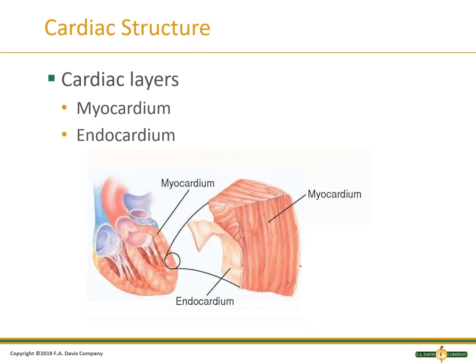So the pericardium is the outside. Think about the pericardial sac that surrounds the heart. Your myocardium is the actual heart muscle that does a lot of the contracting. And then your endocardium is the inside of the heart, the layer that lines your different chambers.